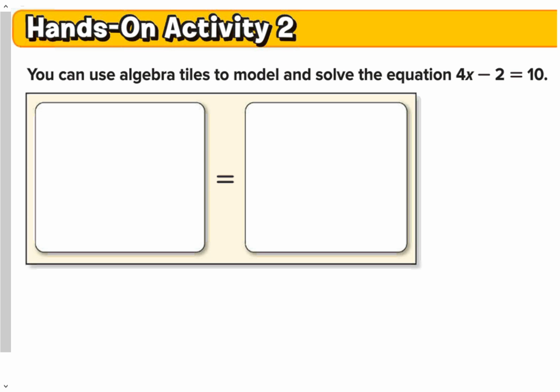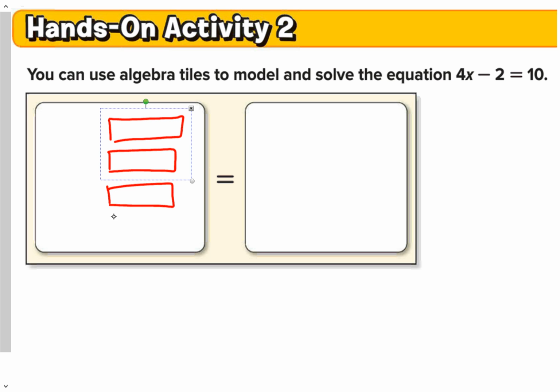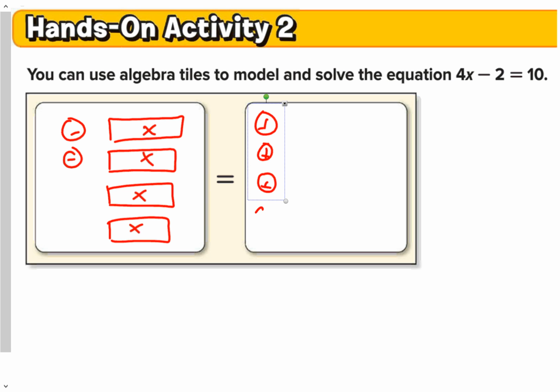So we have to do two steps in order to solve the equation. So my first one is 4x plus minus 2, and I'm going to put that over here. So I have my 4x's. And then I have my minus 2, which I would just put two negatives. And then on the right side, I have 10 positives. So 4, 5, 6, 7, 8, 9, and then 10.